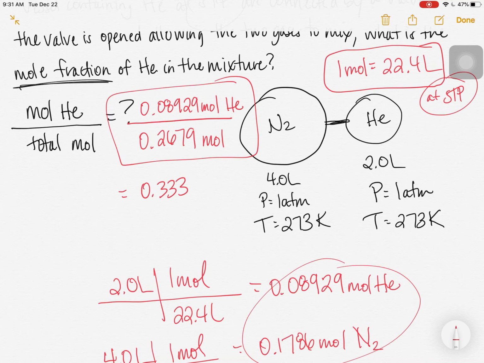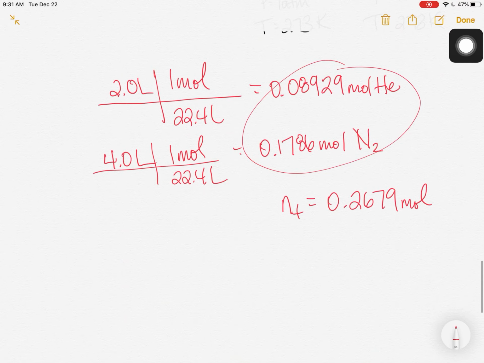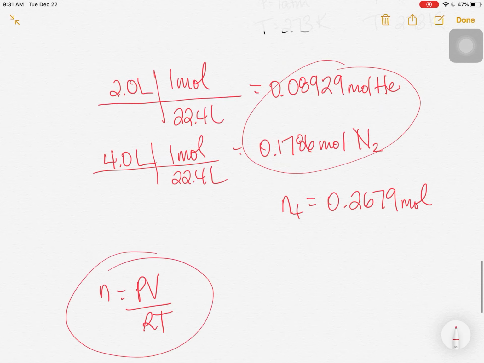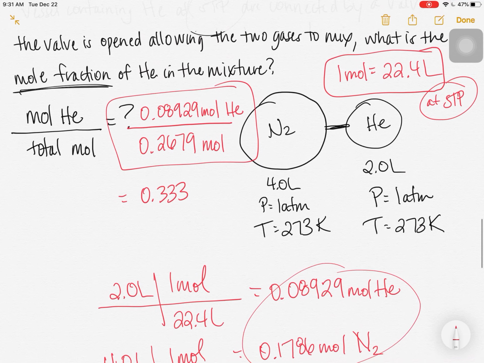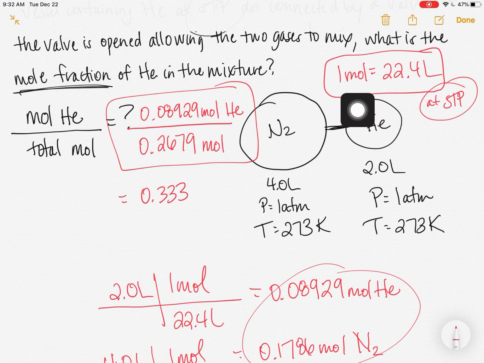Now this problem is so interesting because if you didn't use this, you can still solve it. If you didn't use molar volume, the other way to solve this problem would have been using the ideal gas law to solve for moles, and it just would have been more work. You would have had to solve PV = nRT for this container, PV = nRT for this container, and then filled in my numbers here. But you would have arrived at the same answer, which is pretty cool to think about.